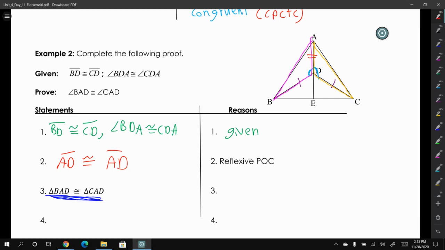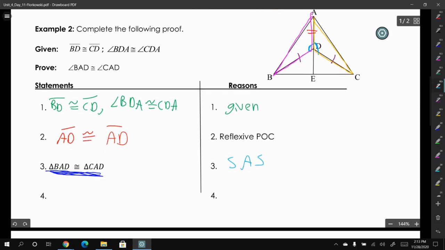Now, why can we say that those two triangles are congruent? We have two pairs of congruent sides, and angle D in the left and right triangle is the included angle. So we have side, angle, side. Okay. So since those two triangles, the pink one and the yellow one, are congruent, that proves that angle BAD is congruent to angle CAD.